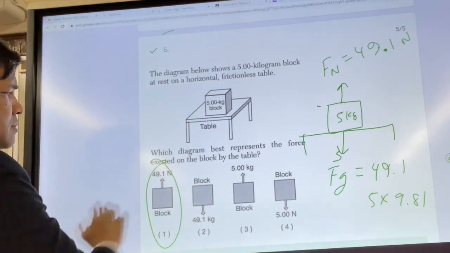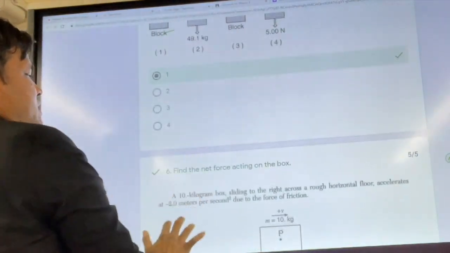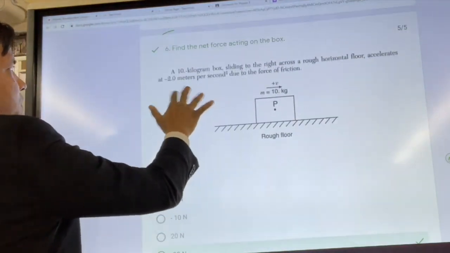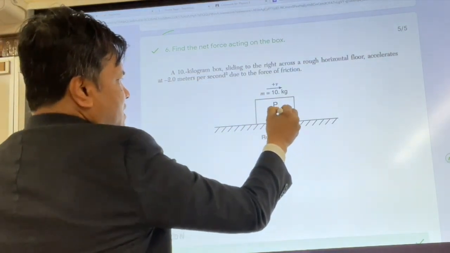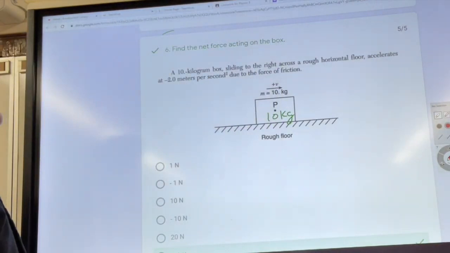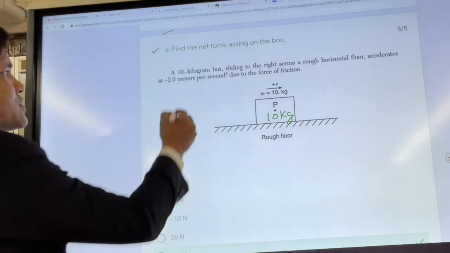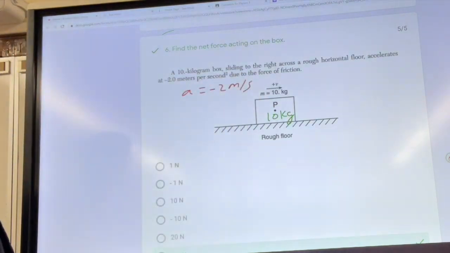That takes us to problem number 6. Problem number 6 will be this one. We see this object is 10 kilogram. And what else do we see? We see the object sliding to the right on a rough surface, with acceleration of negative 2 meters per second squared due to the force of friction.